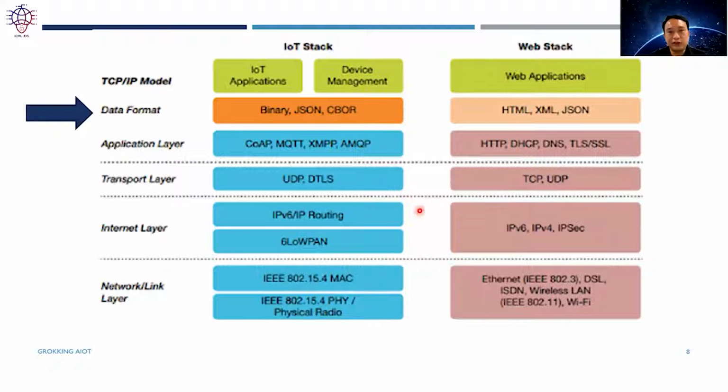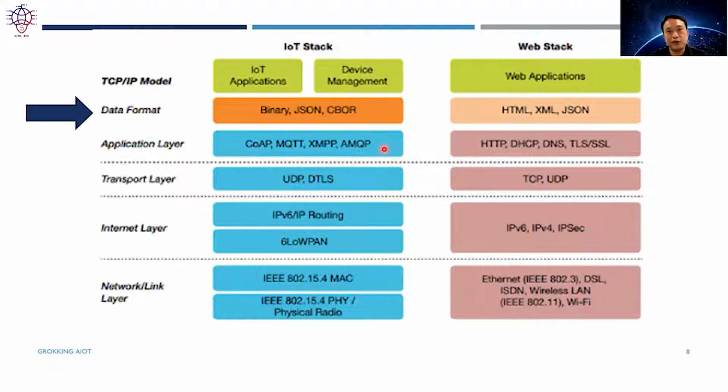So the lower part, the middle part, the internet layer, tends to be more similar. Even at the transport layer, you still have things like UDP, but when you go above this, you find that there starts to be some divergence between the two. So for the application layer, we'll talk a little bit more about this mouthful of acronyms here: CoAP, MQTT, XMPP, AMQP. These are definitely very different from the HTTP, TLS and DNS that we normally see within the web stack.